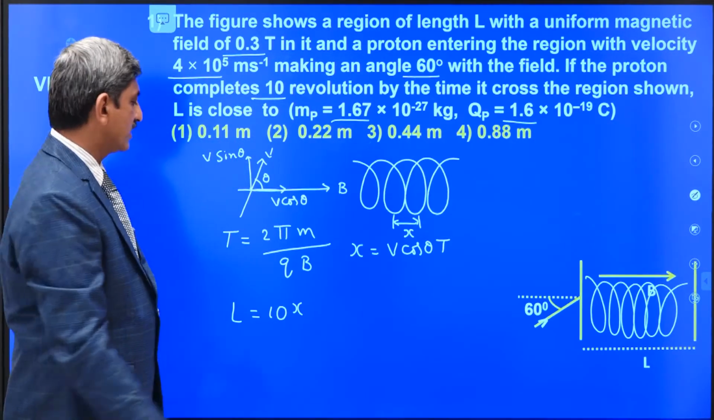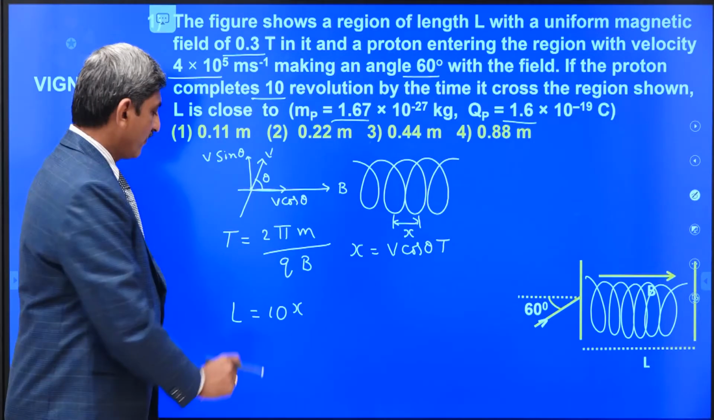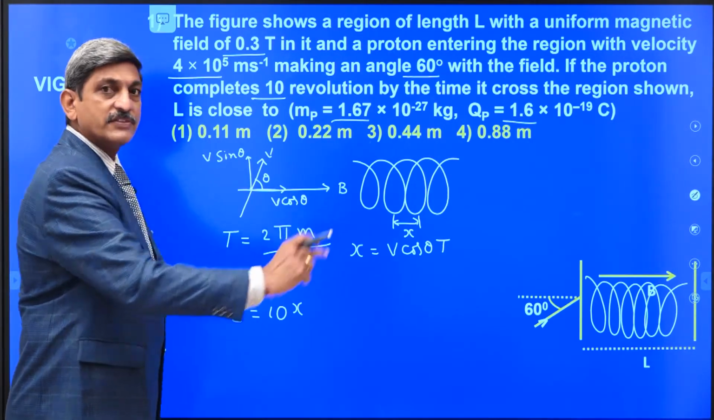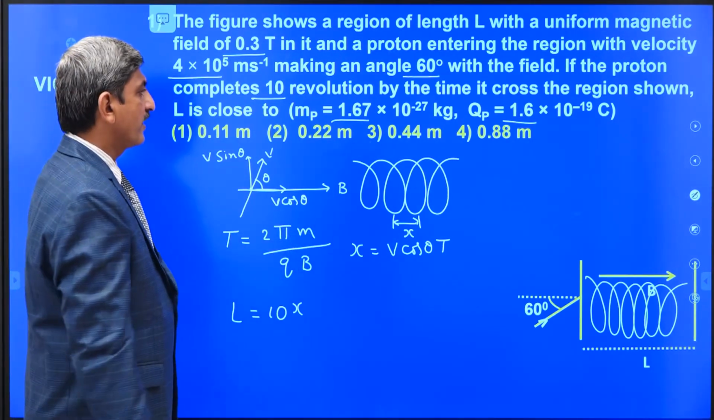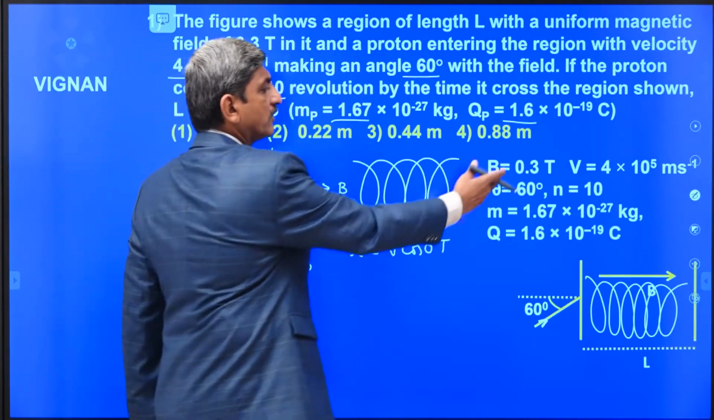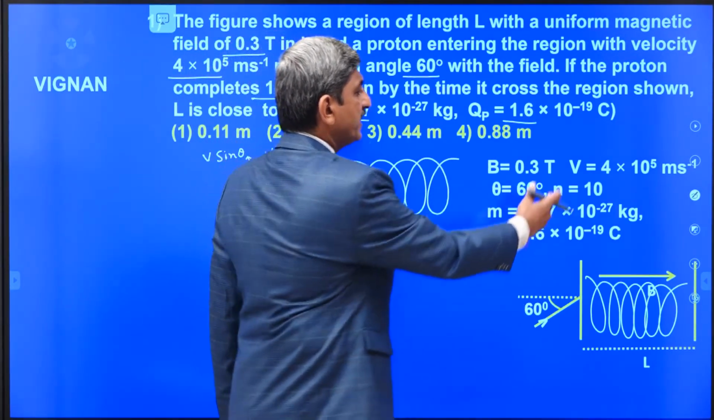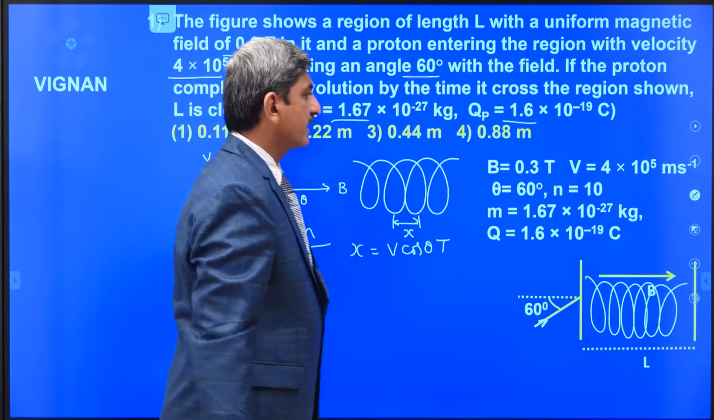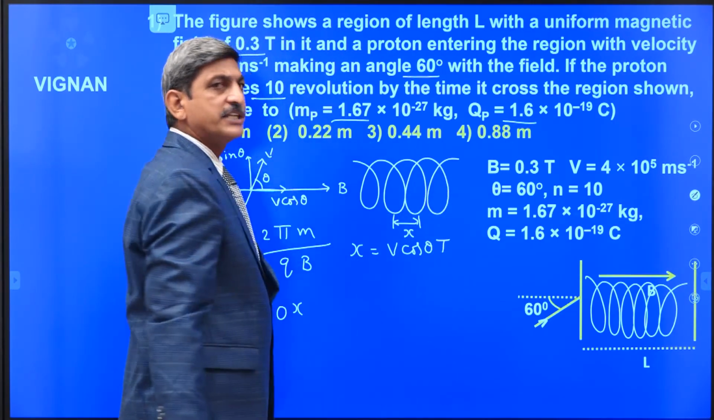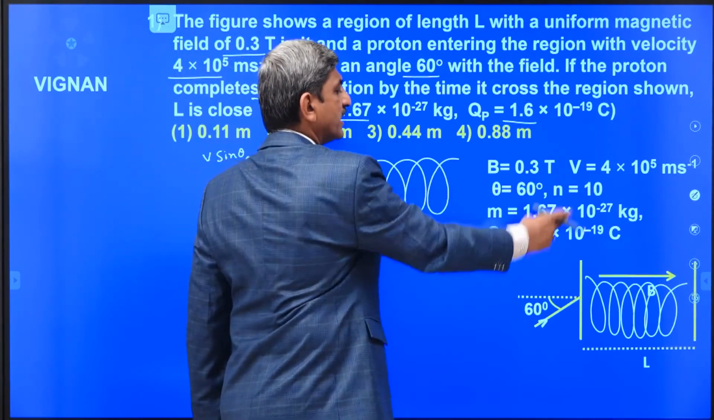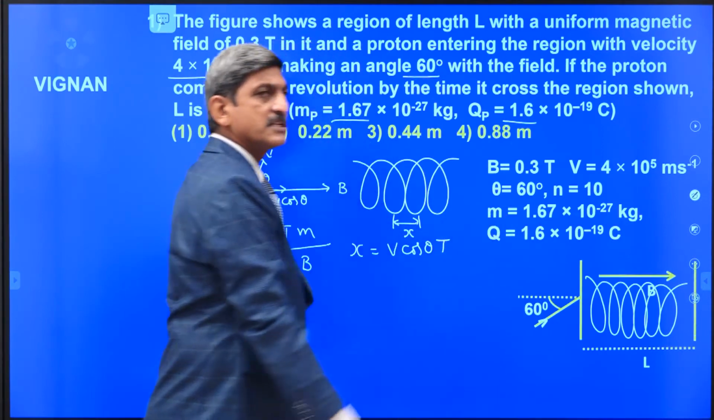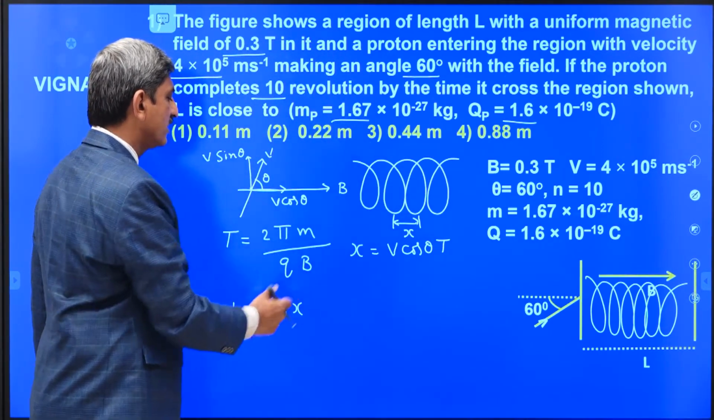Now, in these equations all quantities are given. We want to determine the length of the region where the magnetic field exists. For that, see the data. B is equal to 0.3 Tesla, v is equal to 4 into 10 to the power of 5 meter per second, the angle theta is equal to 60 degrees, the number of rotations n is equal to 10, mass is given, charge is given. Now, let us substitute those values in this equation.